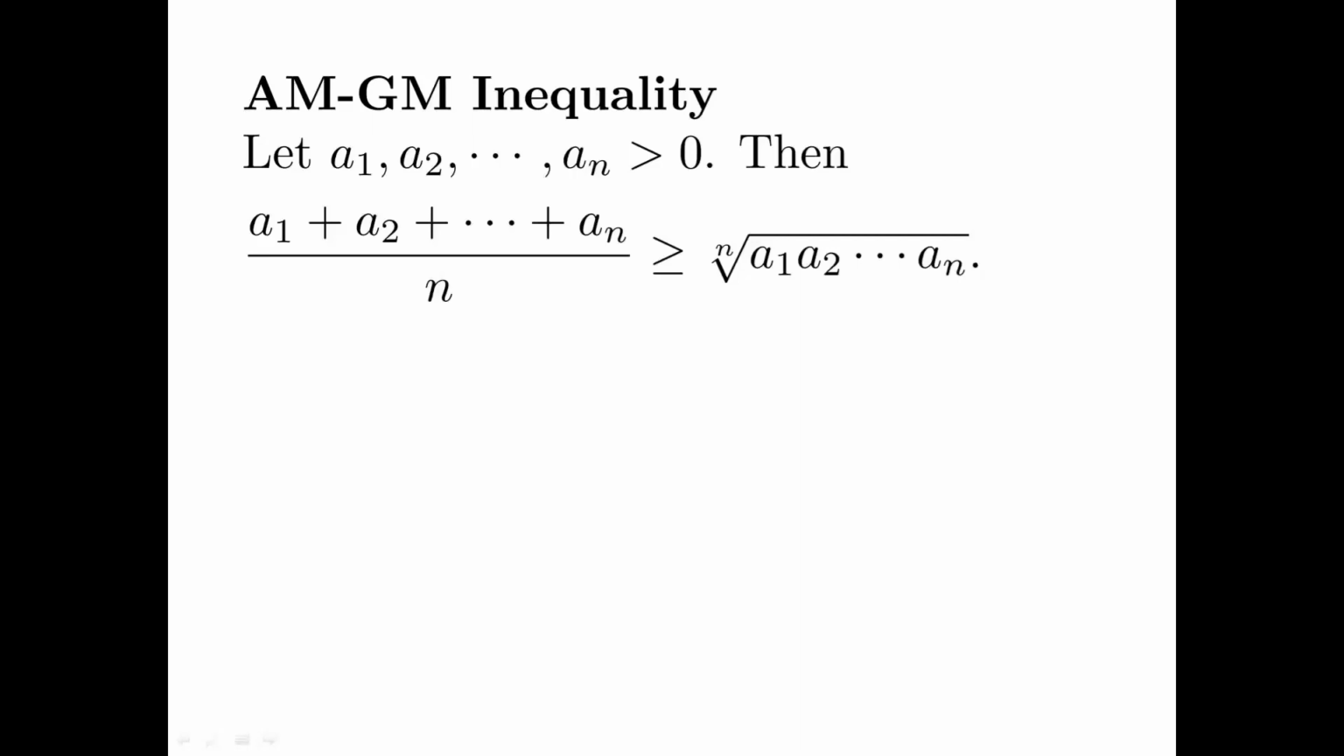Let a1, a2, all the way to a of n be positive numbers. Then their arithmetic mean is greater than or equal to their geometric mean. This is the so-called AM-GM inequality. I'm going to give an interesting proof of the inequality.